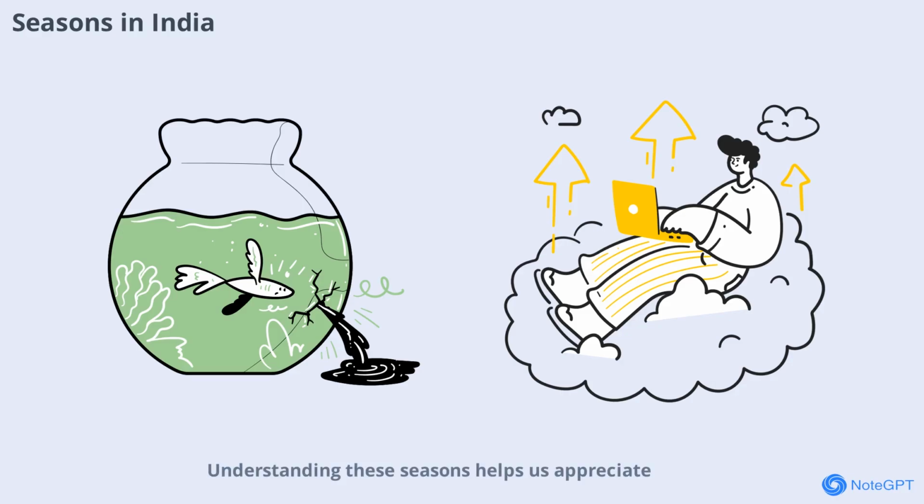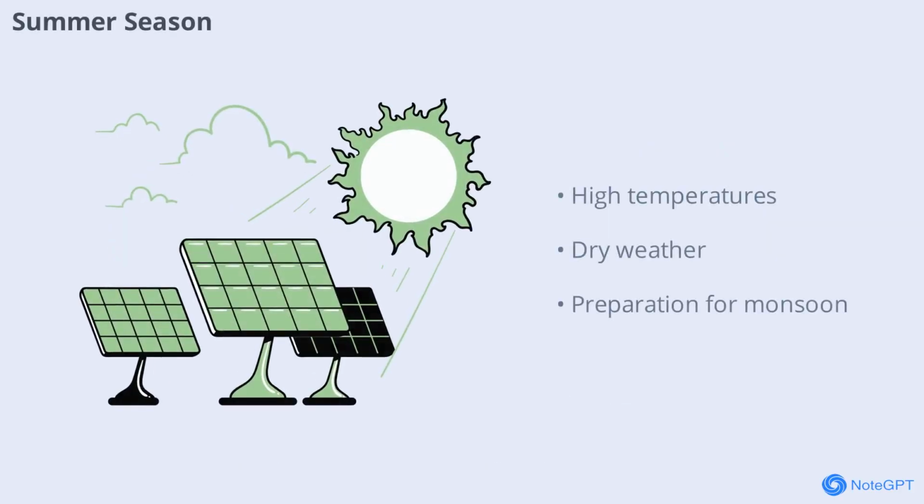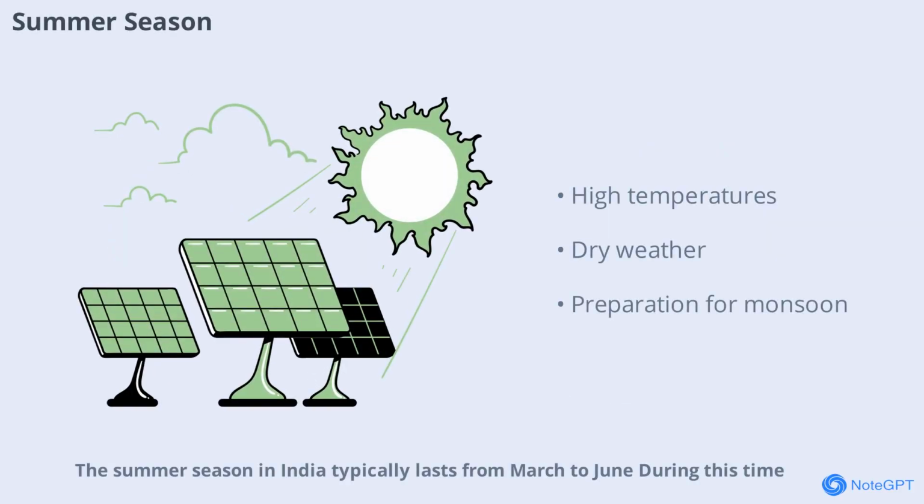Understanding these seasons helps us appreciate the diversity and richness of India's climate. Summer season in India typically lasts from March to June. During this time, temperatures soar, especially in the northern plains where they can exceed 40 degrees C. The days are long and dry, and heat waves are common. In some regions, the hot, dry winds known as Lu blow across the land, making conditions even more challenging.